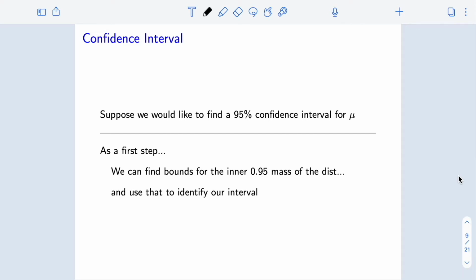So as a first step, we're going to look at the 2.5th and 97.5th quantiles of the sampling distribution. And if we consider the amount of mass between those two quantiles, we note that 95% of the mass or probability is between those two. And in this case, that 95% mass matches with this 95% confidence. So we're going to use that, we'll see, to identify our interval. Again, there's a little bit of subtlety in how this actually works.